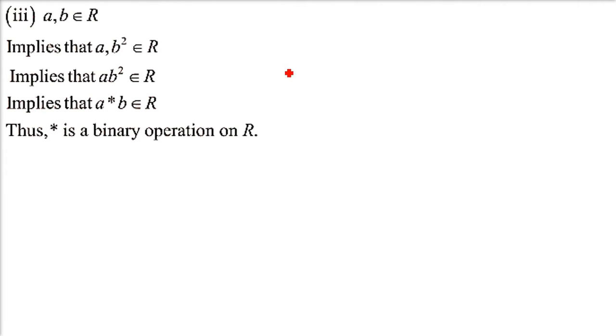Third part is on R, defined by A star B equals A B square. This real number is the biggest set. Let me tell you, it is the highest set. All other sets mostly belong to this set. So this A star B is defined as A B square. So the natural numbers, all the other integers, all belong to this real number category only. So everything is possible here.